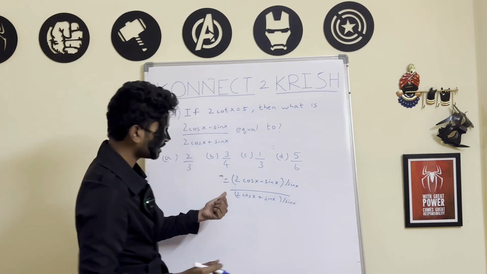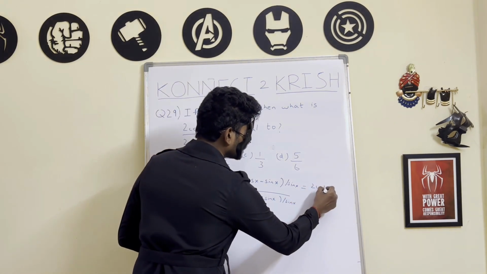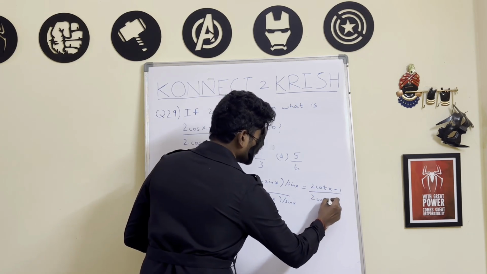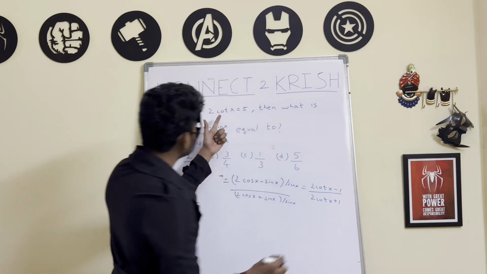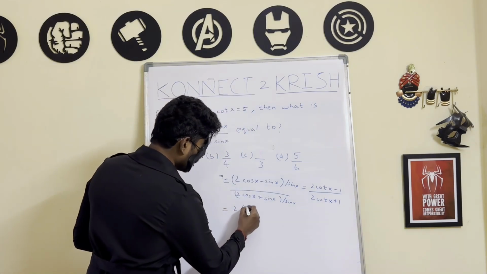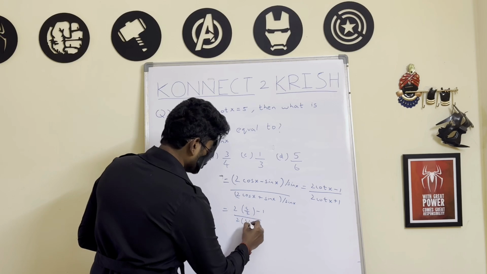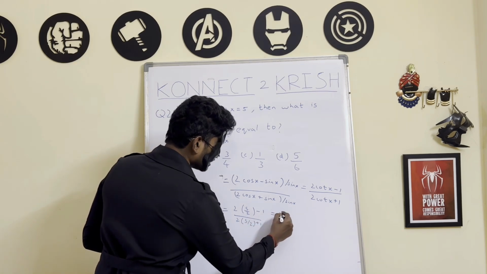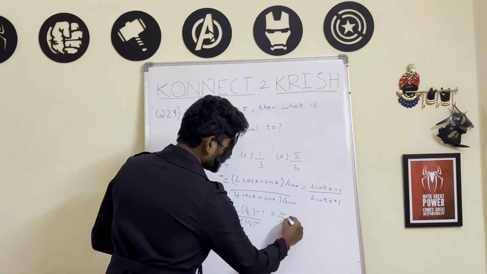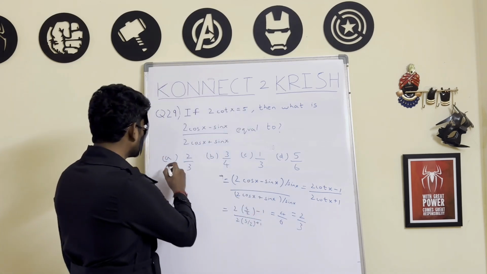So upon dividing numerator and denominator by sin x, we'll get it in the form of (2 cot x minus 1) by (2 cot x plus 1). Here cot x value is already given, cot x is nothing but 5 by 2. So this value is nothing but (2 into 5 by 2 minus 1) by (2 into 5 by 2 plus 1). This is nothing but 5 minus 1, that is 4, 5 plus 1, that is 6, which is equal to 2 by 3. So option A is right.